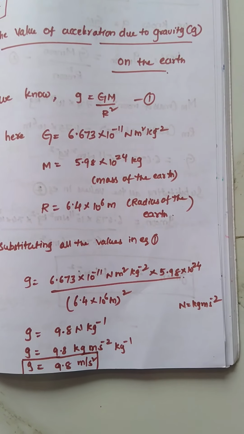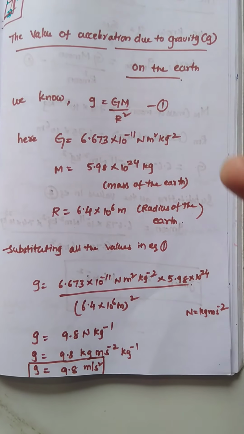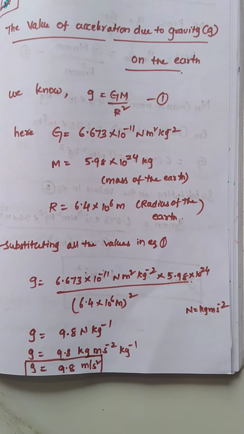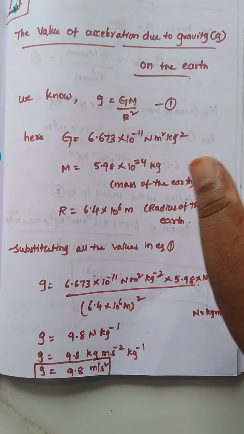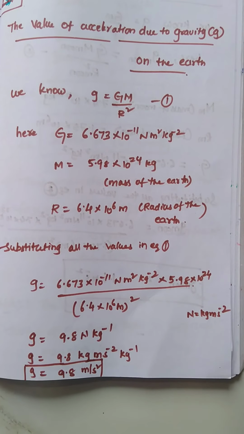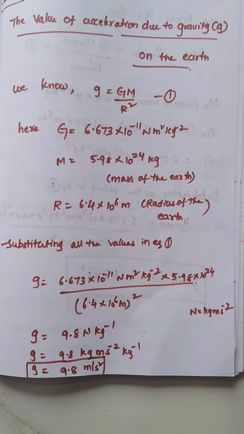So in most problems we can take acceleration due to gravity as 9.8 meter per second square. Whatever problems they give, if acceleration due to gravity is not mentioned, you can surely take 9.8 meter per second square.